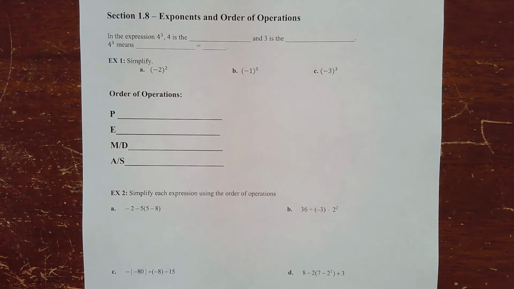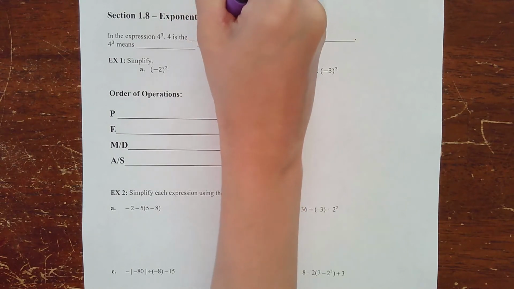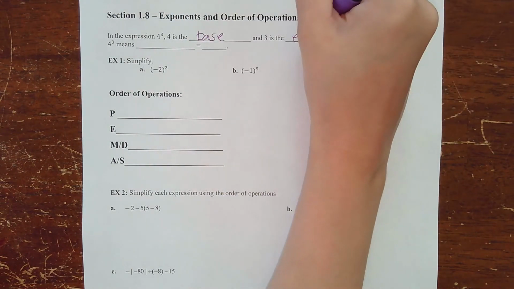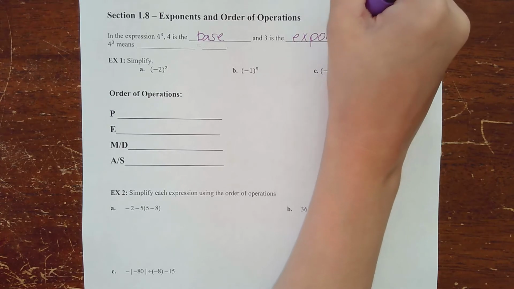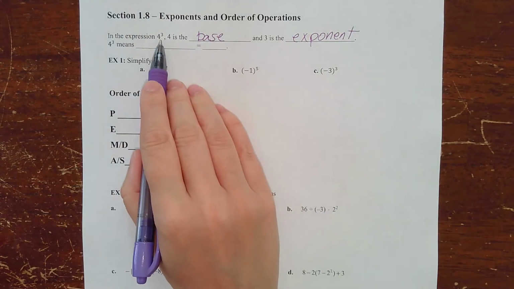So first thing we're going to start off with is exponents. In the expression 4 to the third, 4 is called the base, and 3 is called the exponent. And what it means is how many times a number is multiplied by itself.